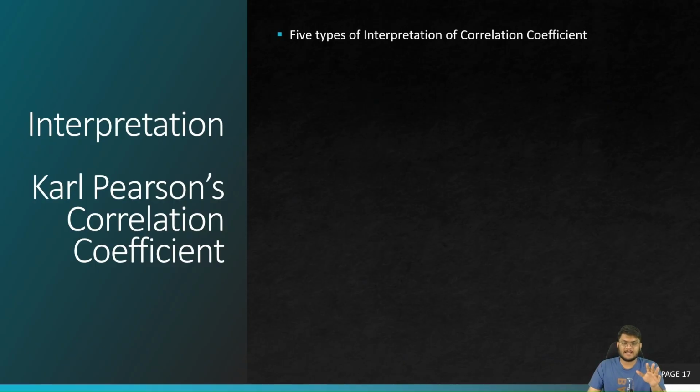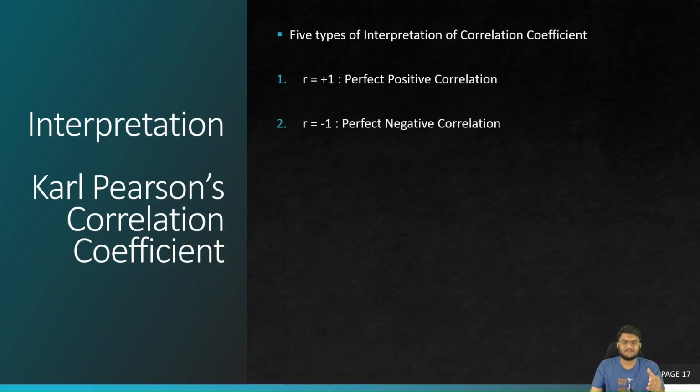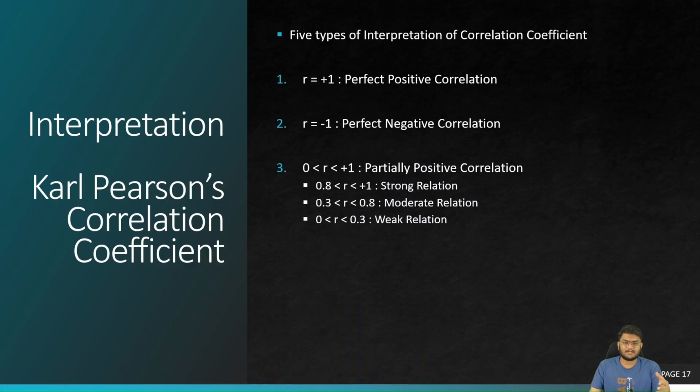There are a total of 5 types of interpretations of Karl Pearson's correlation coefficient. Let's learn about each of them one by one. The first one is R is equal to plus 1. This indicates there is a perfect positive correlation between two variables. The next is R is equal to minus 1. This indicates there is a perfect negative correlation between two variables. The next is the value of R is greater than 0 but less than 1. That is partially positive correlation.